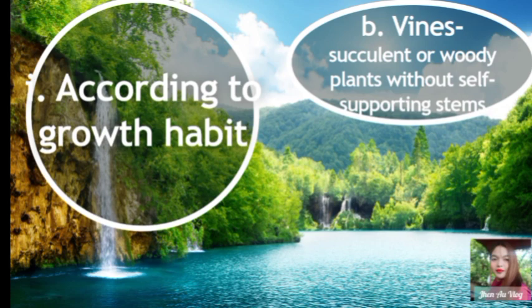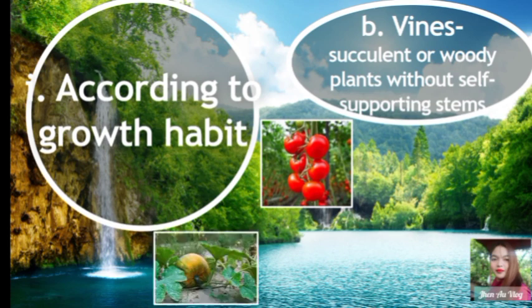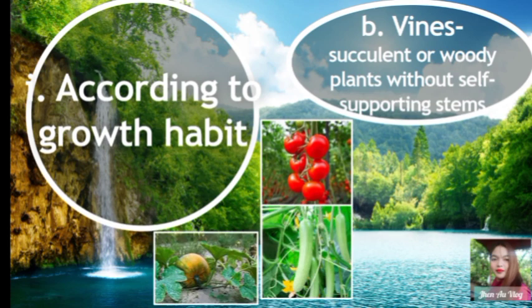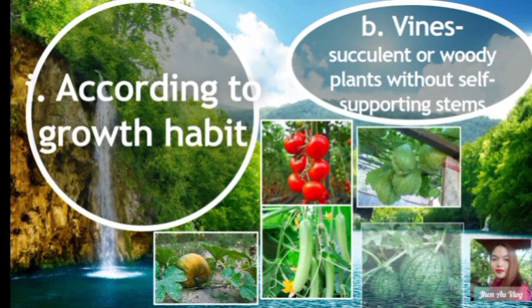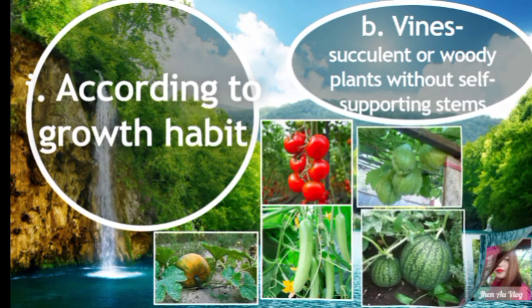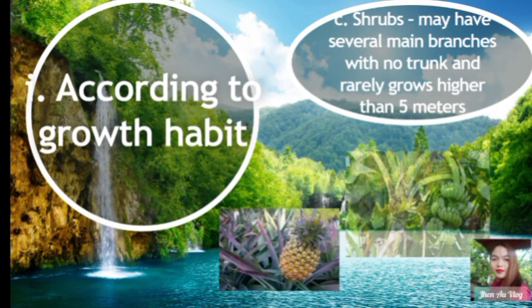Second is the vines. They are succulent or woody plants without self-supporting stems, like tomatoes, squash, mostly cucurbits, vines, cucumber, chayote, and watermelon. And third is the shrubs. They may have several main branches with no trunk and rarely grow higher than 5 meters, like pineapple and banana.